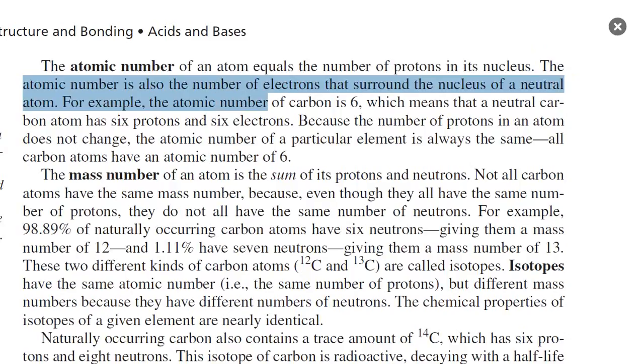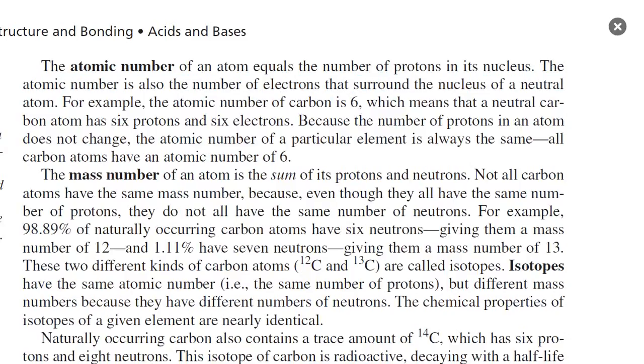Atomic number is also the number of electrons. Do you think it's always so? Not always. But it's the number of electrons when the atom is neutral. That's what we're going to say. So the atomic number is also the number of electrons that surround the nucleus, in a neutral atom. If the atom is neutral, of course, the number of protons and electrons is going to be the same.